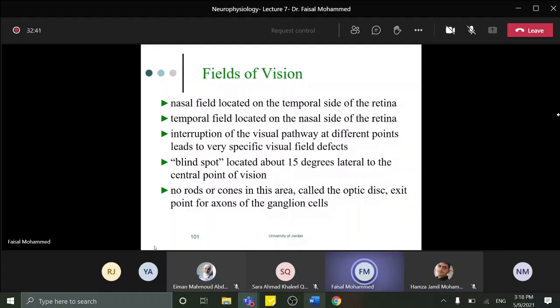Visual field, fields of vision. حكينا fields of vision. في nasal field وفي temporal field. ماشي. وهذا اللي مهم انه each eye receives information from both fields. بس احنا اللي حكيناها انه left field بروح على right cortex. والرايت فيلد بروح على الليفت كورتكس. In the end.